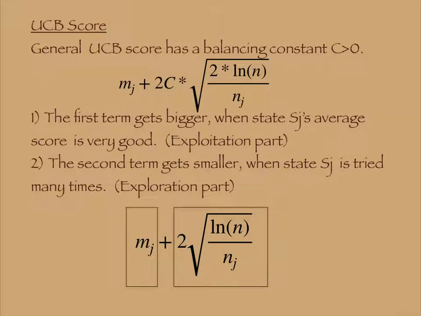UCV score. General UCV score has the balancing constant. The first term of UCV score gets bigger when state SJ's average score is very good. This part is for exploitation of good states. The second term of UCV score gets smaller when state SJ is tried many times. This part is for exploration of less used states.